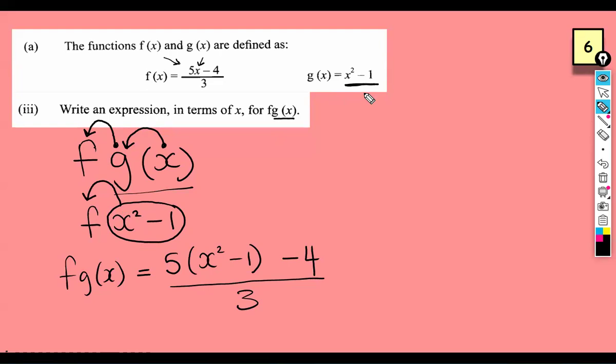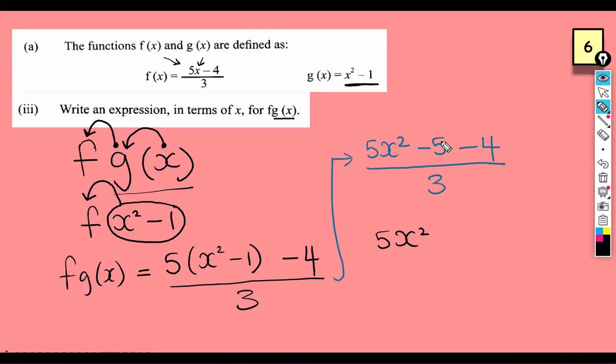Now, you can't leave the answer like that for the examiner. You have to try your best to simplify this, right? Multiply everyone in the brackets by 5. 5 by x squared is 5x squared. 5 by minus 1 is minus 5. You have a minus 4 waiting here. He's not in the brackets. Divided by 3. Let's simplify it up. Minus 5 minus 4 is minus 9. And then we divide it by 3. This is your answer. This is FGX. That's this guy here.